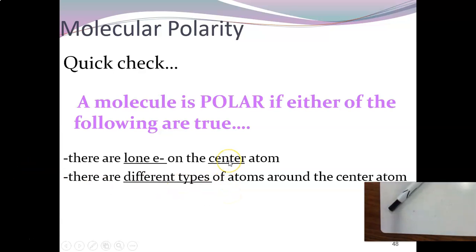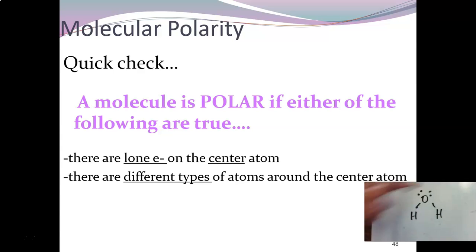So let's take this first instance. I'm going to show you water. So there's oxygen, hydrogen, hydrogen, lone pair, lone pair. Real quick, what type of molecule is that? What's the shape called? It's bent. It's a bent molecule. Bent molecules will have two lone pairs on the center atom and two atoms bonded to the center atom.